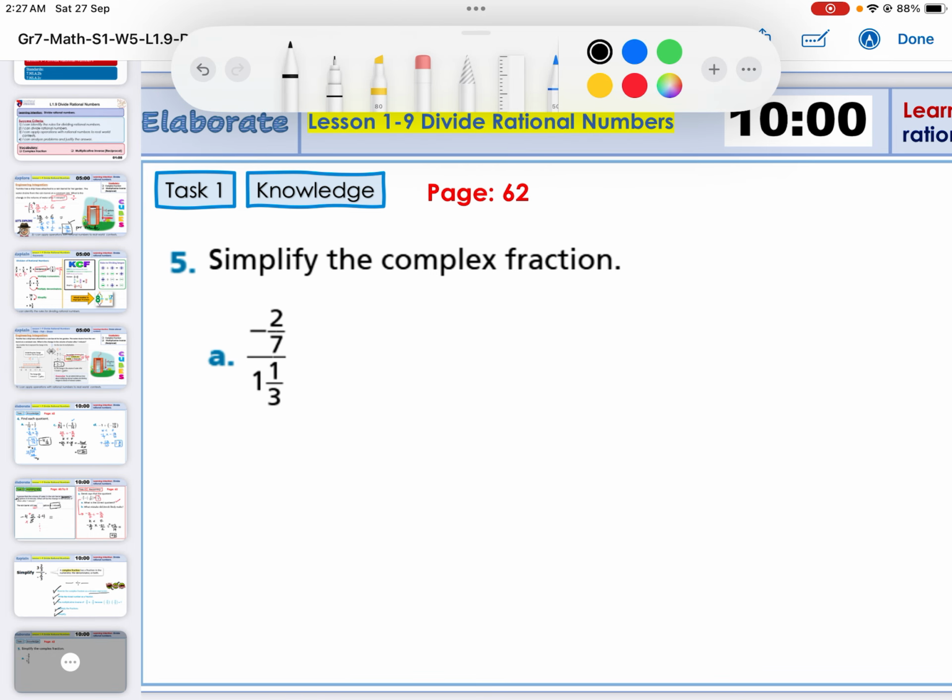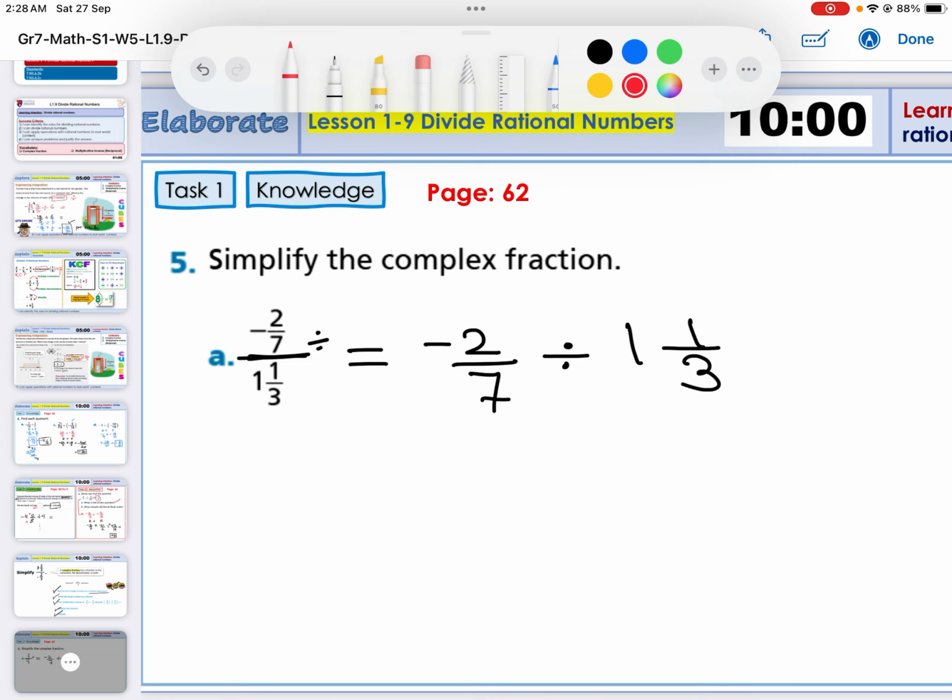The first thing I'm going to do, instead of it being written vertically, is write it horizontally. I'm going to start with the first one, -2/7. This fraction bar here means division. I'm going to change it into a division sign and then 1 1/3. See guys, I did not do anything special. I just brought the numerator as the dividend and the denominator as the divisor.